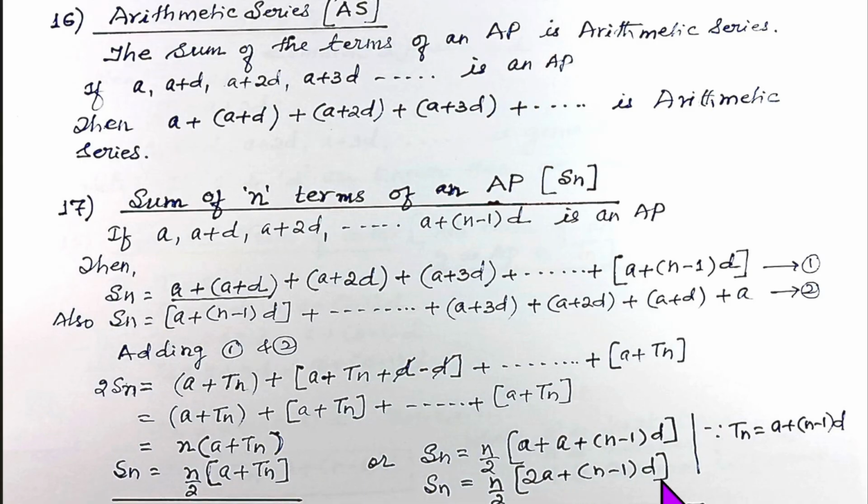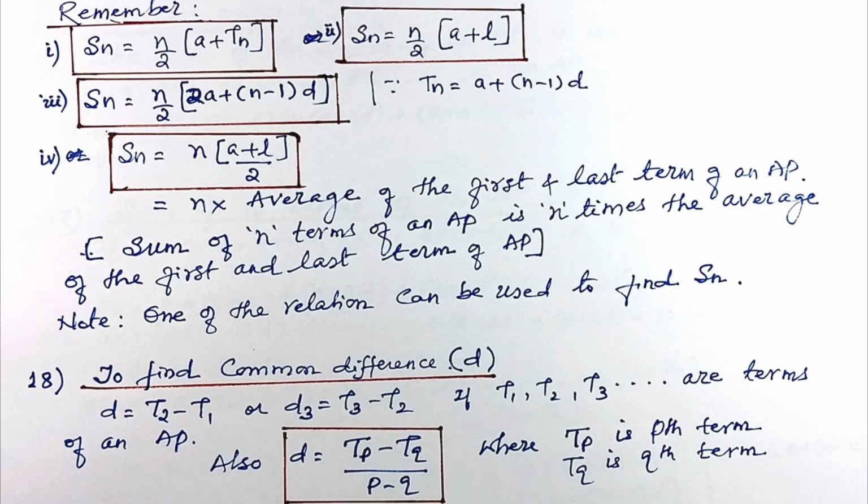Again remember, this is a very important relation to find out the sum of n terms of an AP, and this formula can be used if we know n, we know A, and we know D, where n is the number of terms, A is the first term, and D is the common difference of AP. Now let us understand here the different forms of Sn.